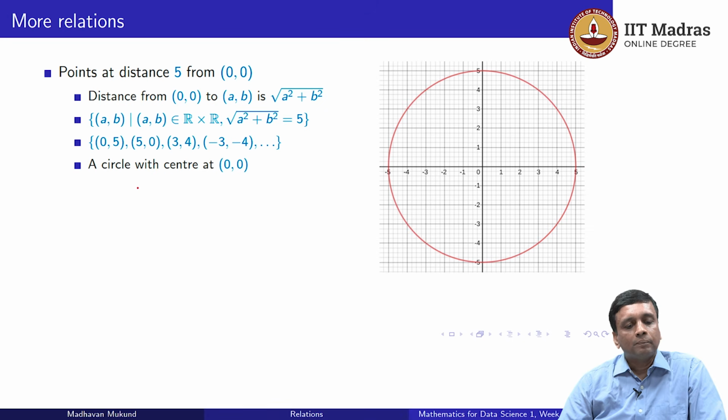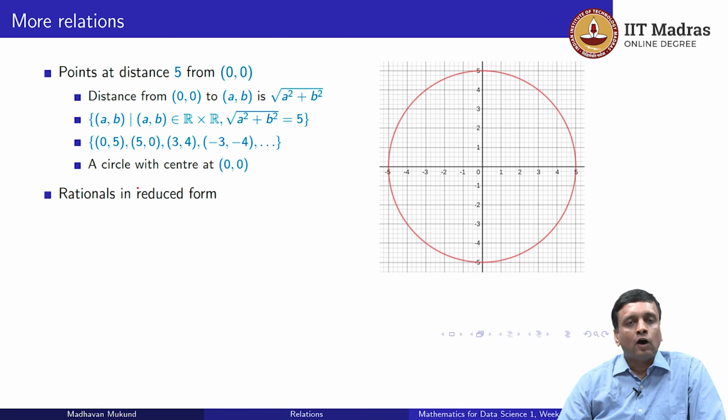So interestingly, these points, if we plot every such point in R cross R which satisfies this, actually define a circle of radius 5 with center at 0 comma 0. So relations can define interesting geometric shapes, and very often we do deal with geometric shapes in this relational form because it's easier to manipulate than looking at pictures.